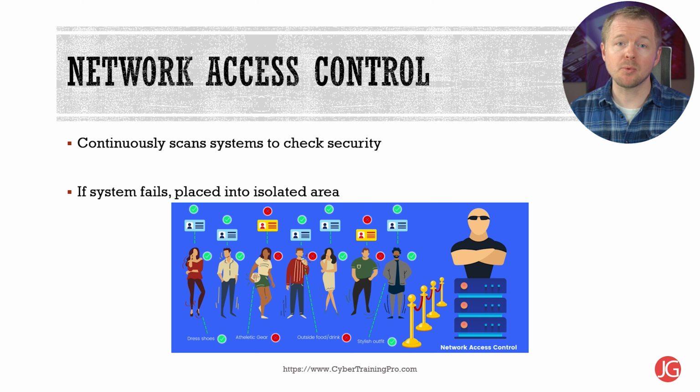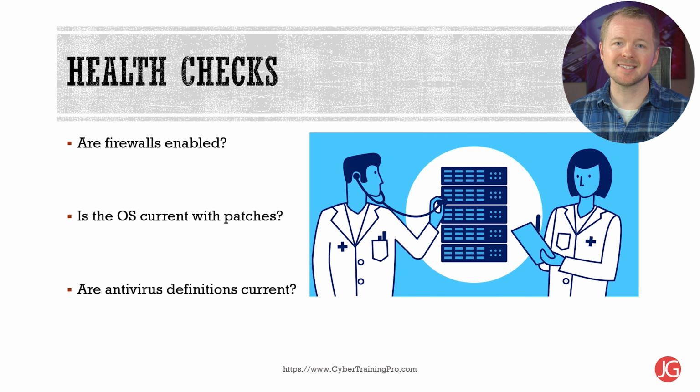For example, we might require a certain patching level or to have antivirus software installed prior to connecting to the network. NAC is extremely useful if we allow non-corporate managed devices like a user's home computer to connect to the network. Some of the common health checks that NAC systems perform are checking for firewalls being enabled, making sure that operating systems are current on their patching, and verifying that antivirus software is installed and has current definitions.